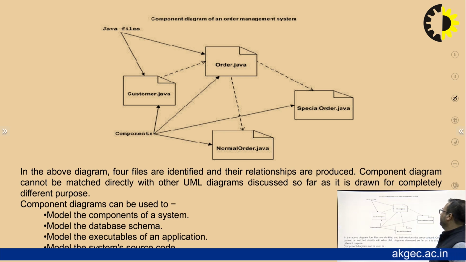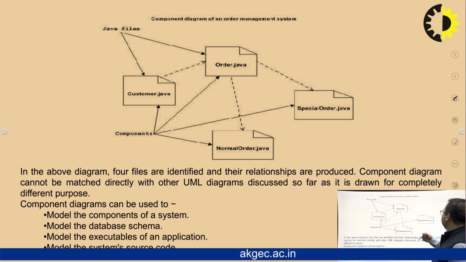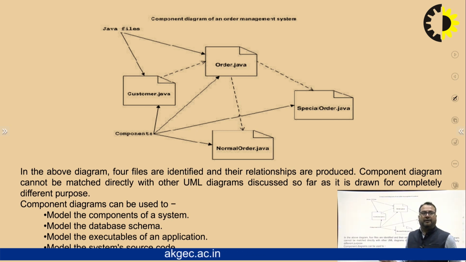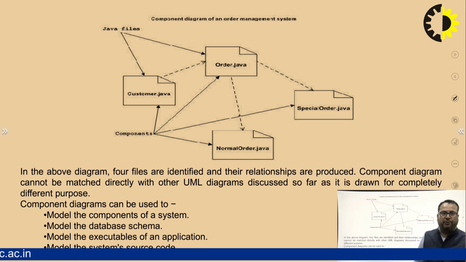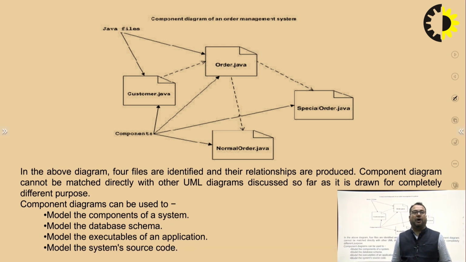Like in a simple order management system, we would have customer, order, normal order, special order. We are simply using Java coding for that. So the type of file is a Java file. Even the libraries, if a different set of libraries is going to be used, then we would have to identify them in the component diagram, meaning all the components related to the implementation.